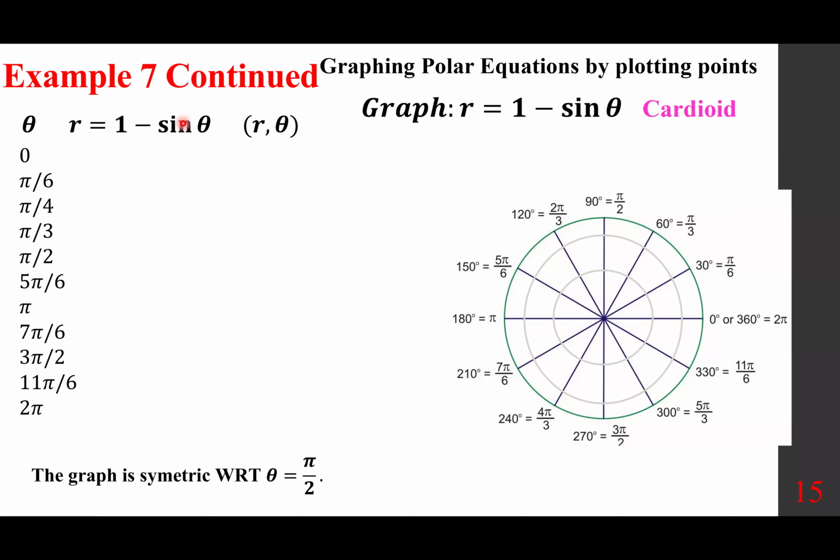0, sine is 0, we get 1. Pi over 6, sine of pi over 6 is 1/2. We get 1 minus 1/2, which is 1/2. Pi over 4, 1 minus sine of pi over 4, which is square root of 2 over 2. Pi over 3, 1 minus sine of pi over 3, which is square root of 3 over 2. Pi over 2, sine of pi over 2 is what? 1. So 1 minus 1.